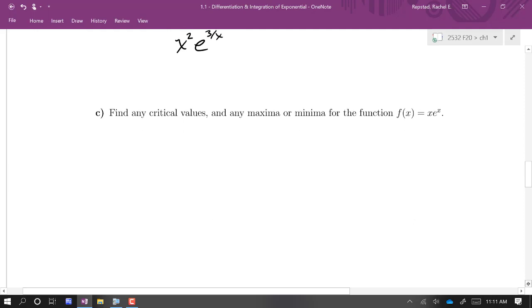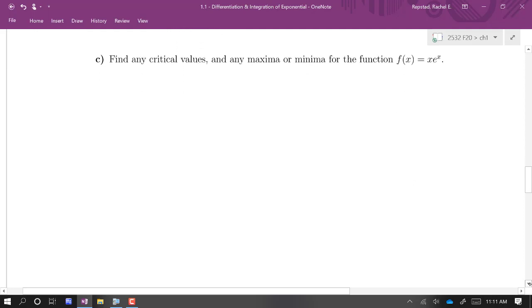Our next example. This is going to kind of test our memory a little bit. Find any critical values and any maxima or minima for the function f of x equals x e to the x. All right. So this is going to involve the derivative, but we'll just remember that a critical value happens any place where the derivative is either 0 or undefined.